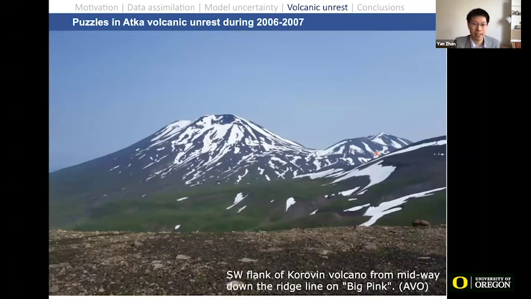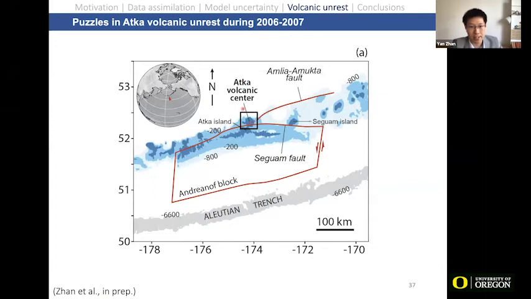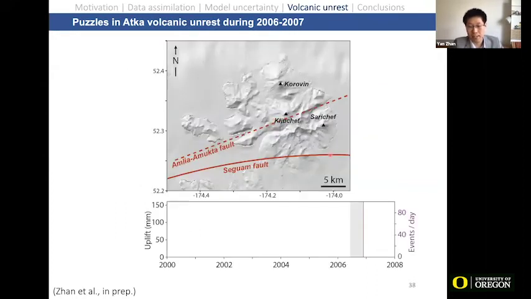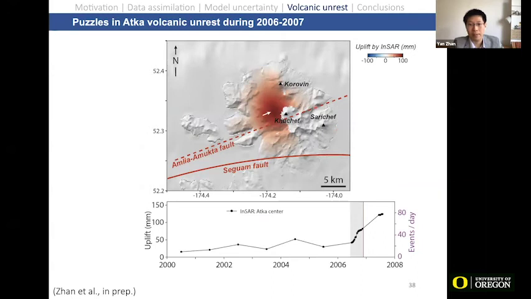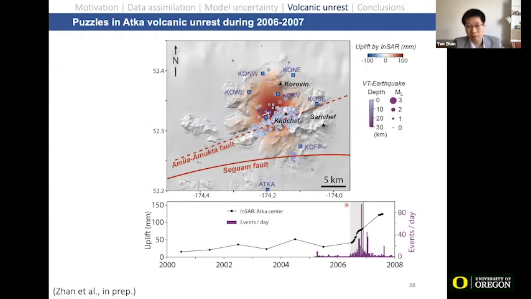Okay, so now let's go to another system, Etka Volcanic Center. Etka Volcanic Center is in the Central Aleutians. There's also some pre-existing fault there. And during 2006, from the InSAR data, we see an acceleration of surface uplift at the center of the Etka volcano. At the same time, we also observed an increasing number of seismicity. It seems all controlled along this fault.